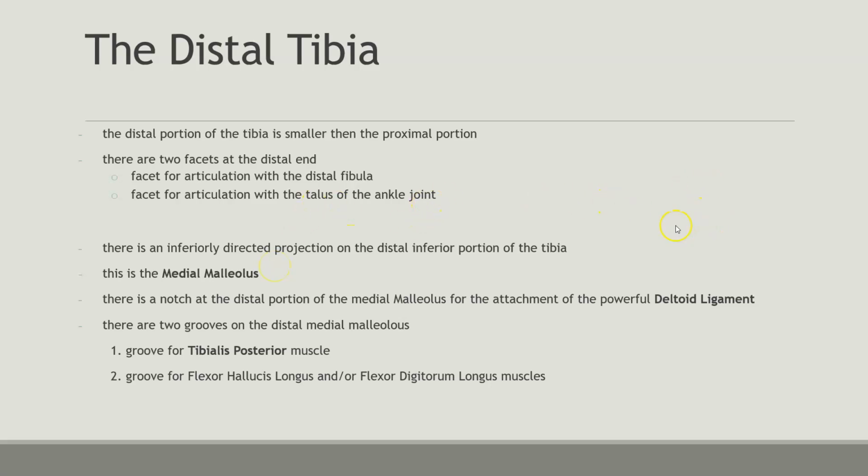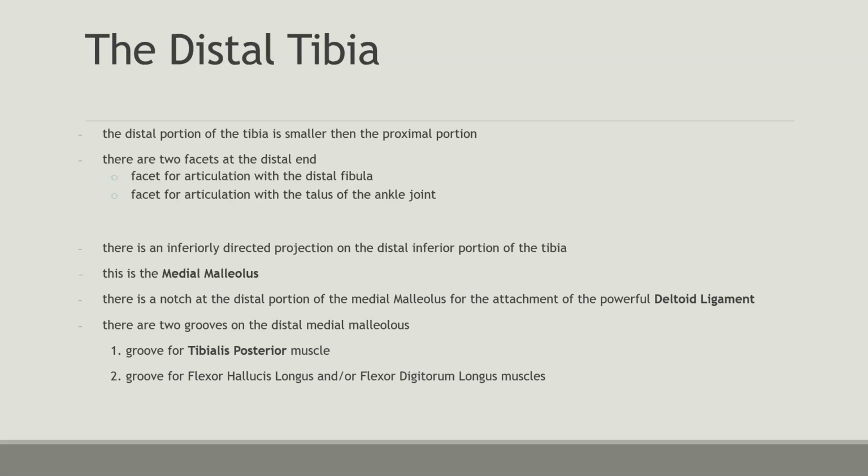Now the distal tibia is a bit different. Obviously the proximal portion is for articulation and muscle attachments as well, which we just went through, and it is where we find the articulation of the distal femur with the proximal tibia. The distal portion has its own articulations, but we'll get to that in just a moment. So the distal portion of the tibia is smaller than the proximal portion, so it gets a bit smaller as you work your way down.